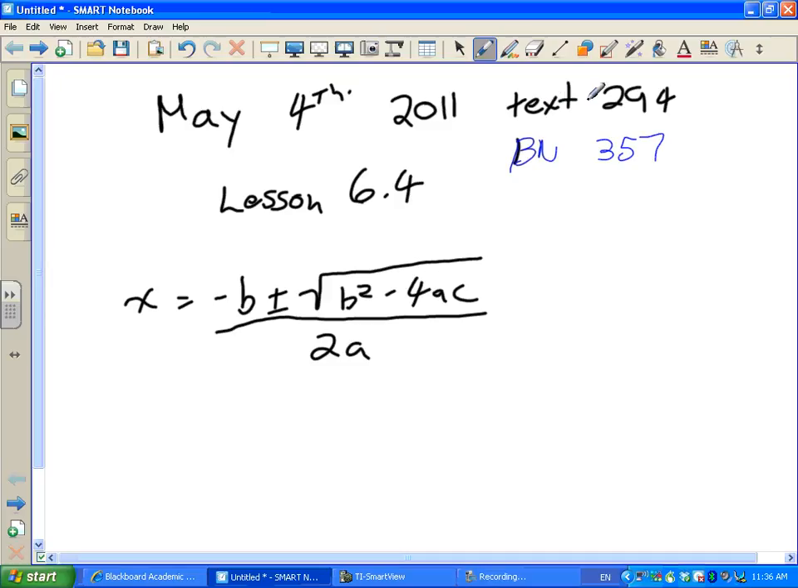Text page 294. You guys are on blue notebook, page 357. Just continue your note from that bonus question.